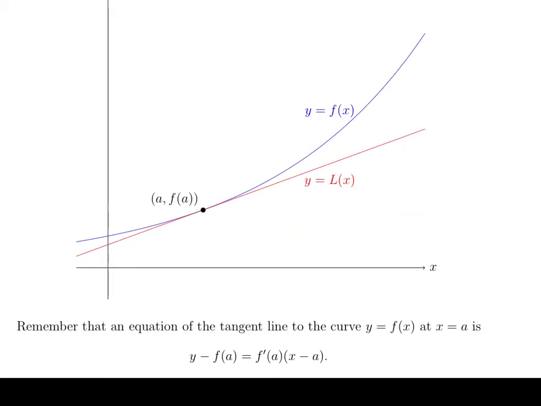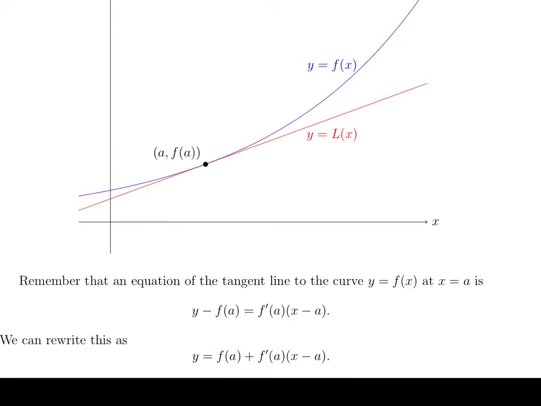So let's take an equation of the tangent line to the curve y equals f of x at x equals a. And we know exactly what that looks like. We've done this many times now. This is an equation of the tangent line. Y minus f of a is equal to f prime of a times x minus a. So the thing out in front here is the slope, and then you have the x value of the point of tangency and the y value of the point of tangency. And we've done this enough times that we're pretty used to this.